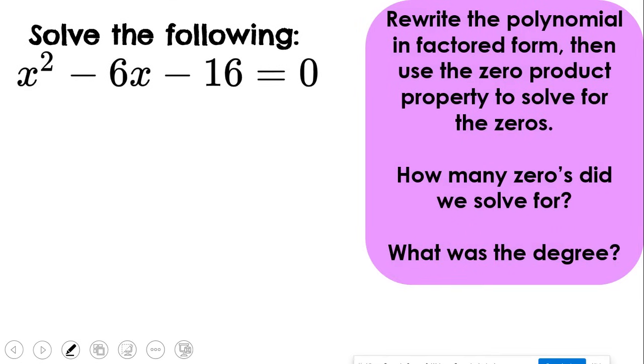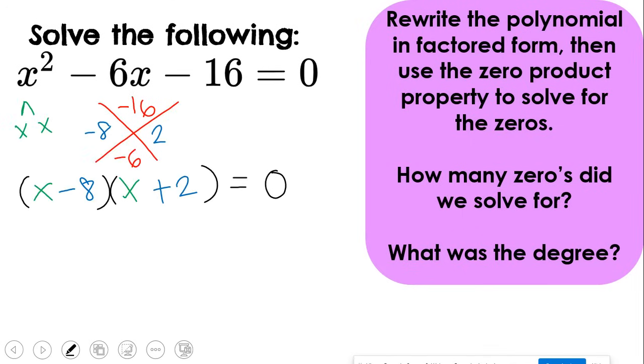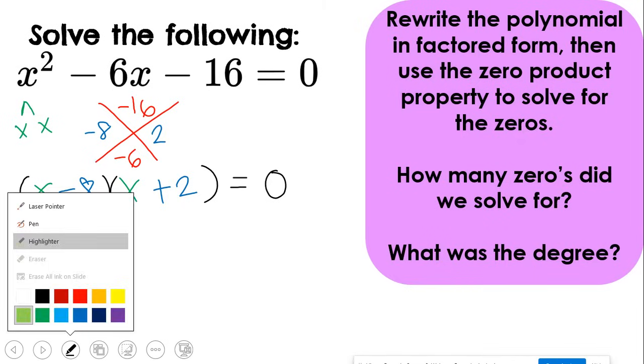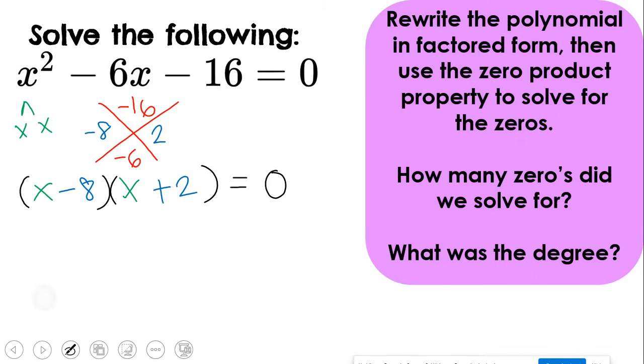Here's another one to solve. X squared minus 6x minus 16 is equal to 0. There's no GCF here. We're just going to ask ourselves what multiplies to negative 16 but adds to negative 6. That, of course, is going to be negative 8 and 2, and since the first term is x squared, that's x times x. Again, rewrite the polynomial in factored form. Check. Then use the zero product property by setting each factor equal to 0.